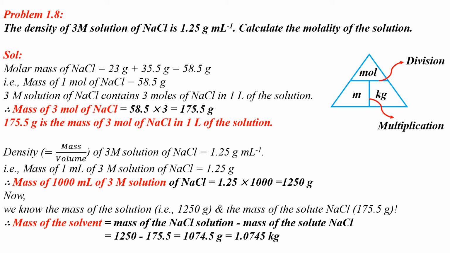You need to represent it in kilograms. Only then you can substitute this value in the formula of molality. In the denominator, the mass of the solvent is expressed in kilograms. So we need to convert grams into kilograms. On converting, you get an answer of 1.0745 kilograms.